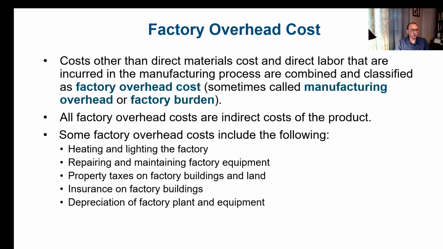Some factory overhead costs include heating and lighting the factory, the lighting that we have in the warehouse or maybe in the offices, repairing and maintenance of the equipment, property taxes that we pay for the factory building and land, insurance, as I mentioned before, depreciation of the plant and equipment. All of these are considered to be overhead. And again, remember that these are considered to be indirect cost.